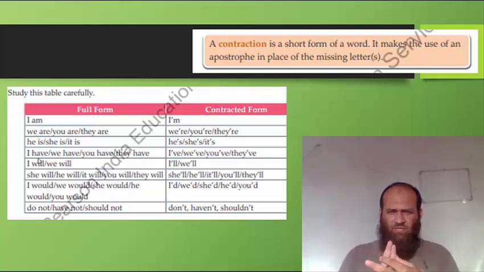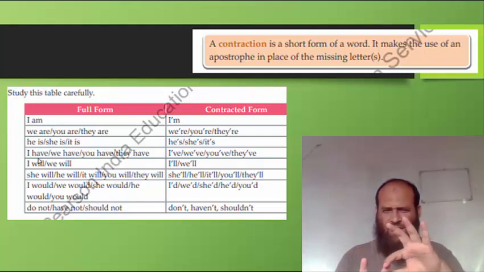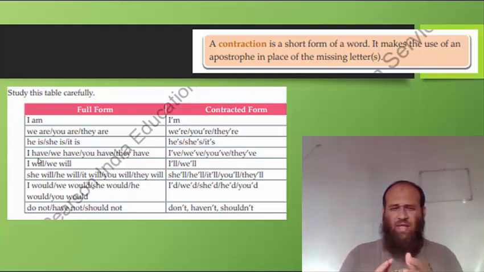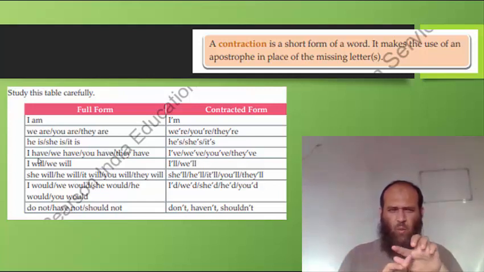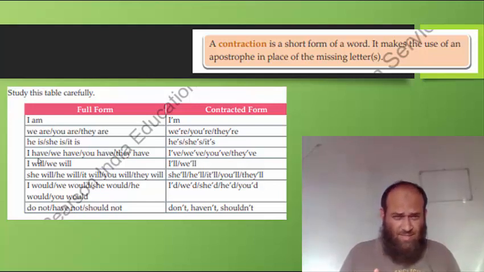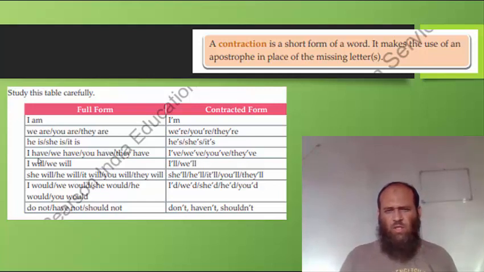I have, I've, we have, we've, you have, you've, they have, they've done it, we have done it, I will, I'll, we will, we'll do it. Come on, can we do it? Yes, we can and we will. We'll. She will, she'll, he will, he'll, it'll, you will, you'll, they will, they'll.